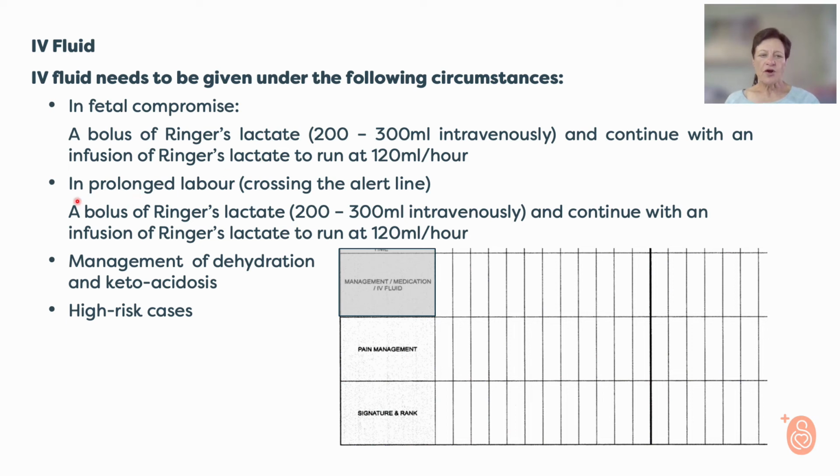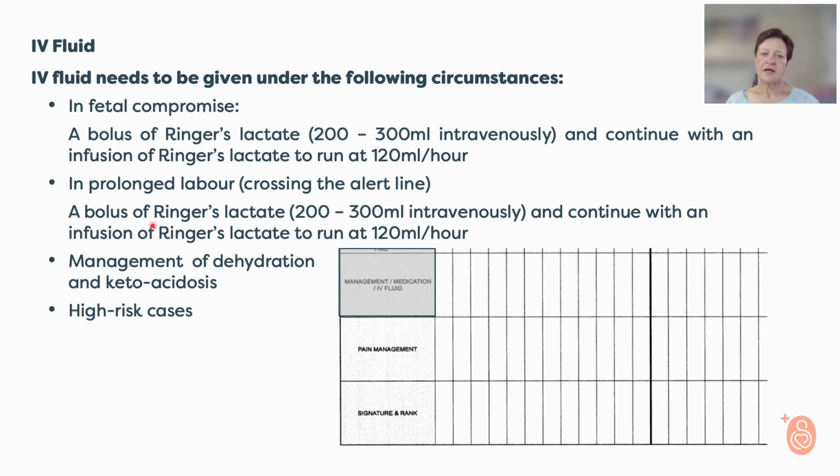In the case of prolonged labor, when the labor is crossing the alert line, we will do the same. We also start with a bolus of 200 to 300 milliliters of Ringer's lactate intravenously, and then we also run it over at 120 milliliters per hour. The reason for that is specifically if the mother is dehydrated, and also if any intervention is necessary, specifically in prolonged labor, we know that there's a big risk of postpartum hemorrhage, for example. So that's why it's very important.